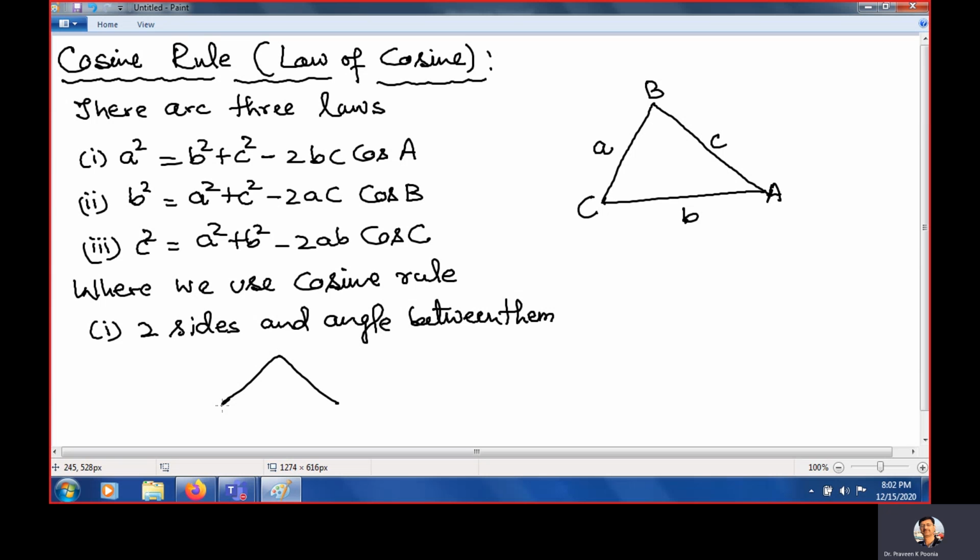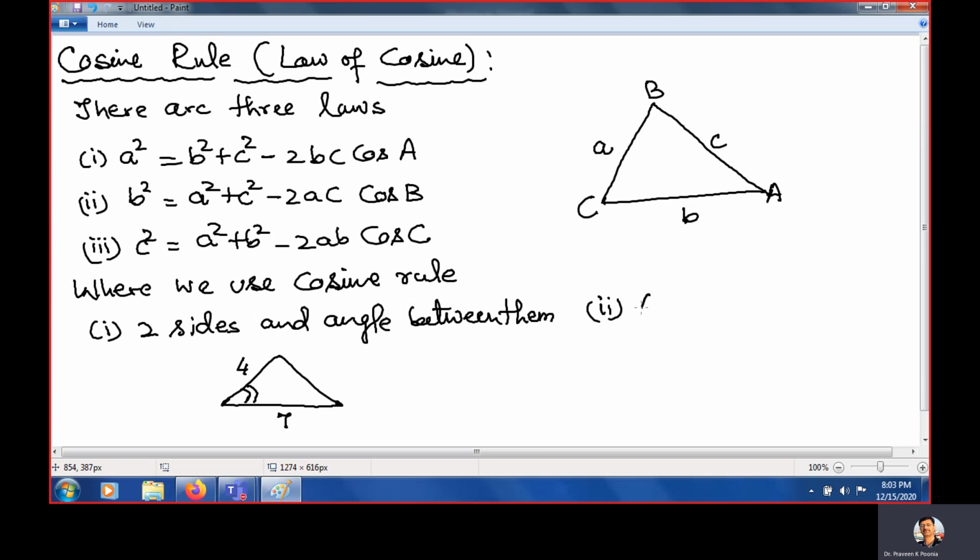If this is the triangle, you just mention any two sides. Let us say this is 4, this is 7, and the angle between them is given. If two sides and the angle between them are given, maybe these two sides and this angle, or these two sides and this angle, then we can use the cosine rule.